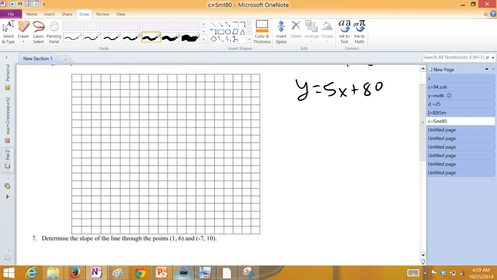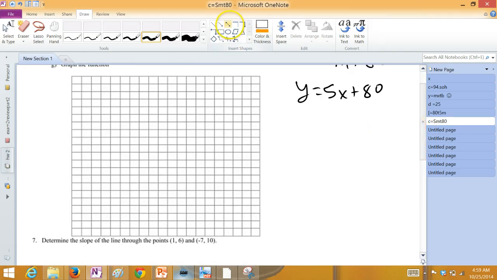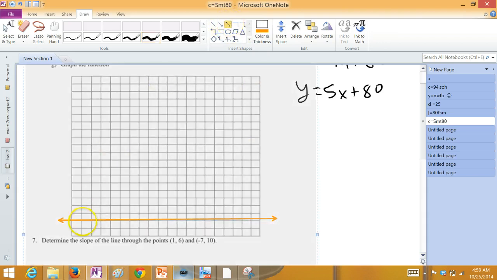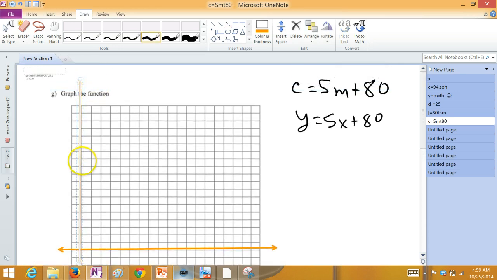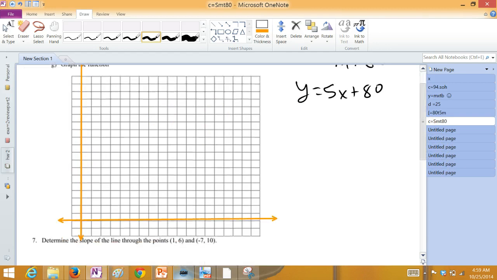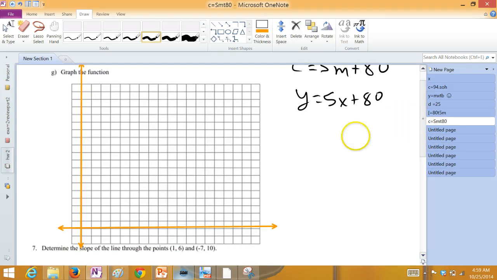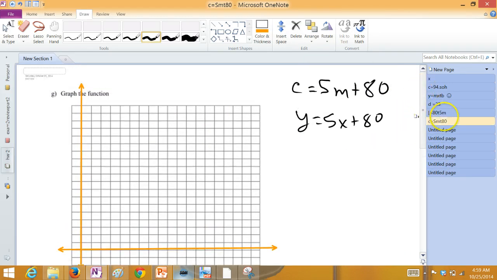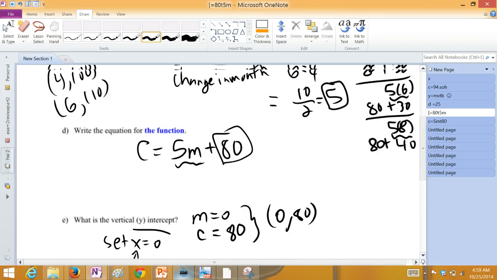So to graph this, we want to appropriately label the x and y axis. So let me just throw in the x-axis, throw in the y-axis, and now we have to label correctly. We have some points from the previous question that we could just plot.